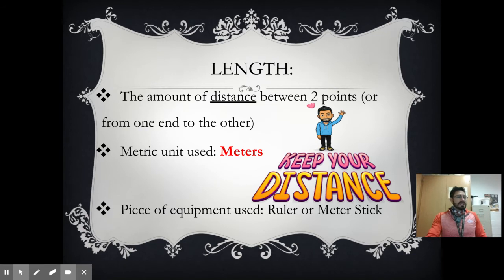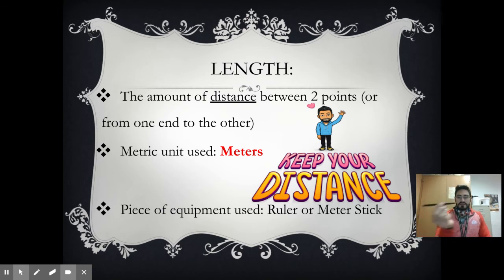Right. Length is the next property. Length is simply the distance between 2 points. It could be the distance between your elbow and your wrist. It could be the distance between Winchester and Stephen City. It could be the distance between two of your cells. It could be very, very small or really, really big or anything in between. It also could be from one end of something to the other.